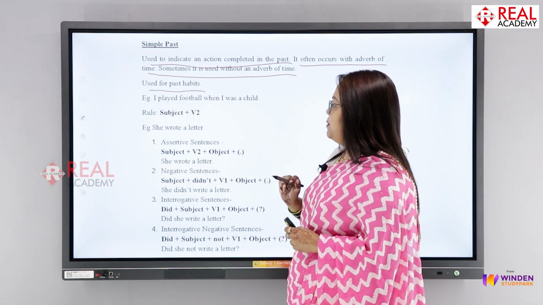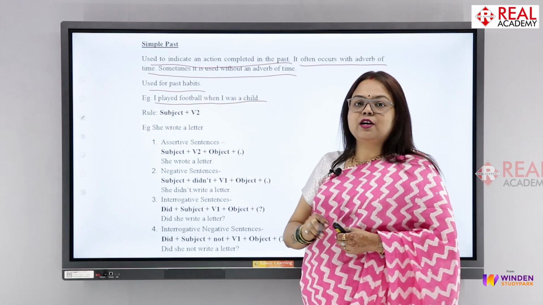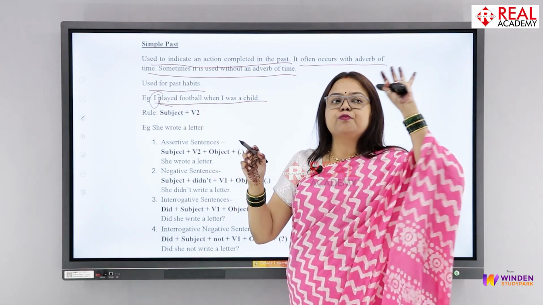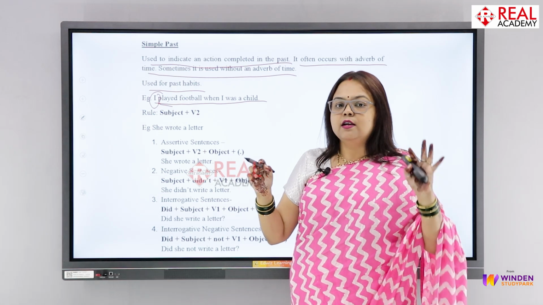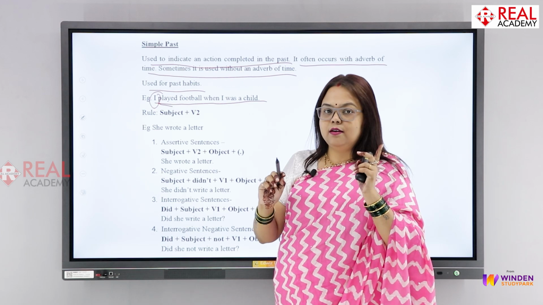It is used for past habit. For example, I played football when I was a child. That means I, the subject, is indicating that he used to play football when he was a child. So, the action performed by the subject I had already happened in the past.